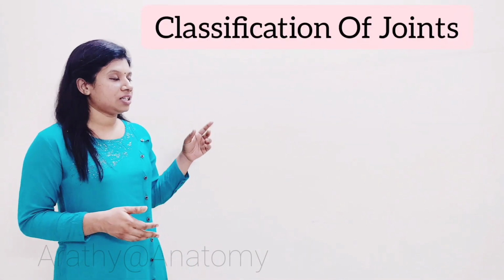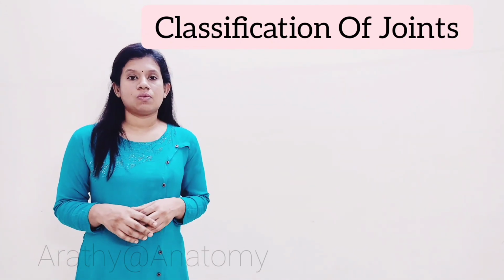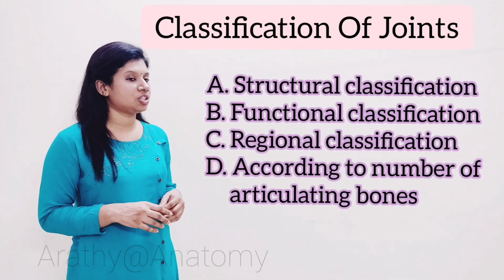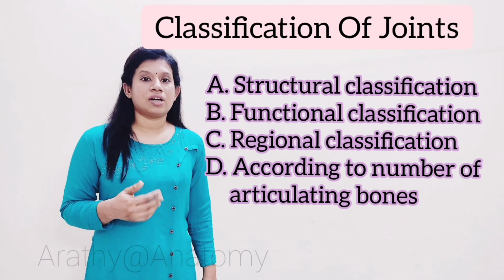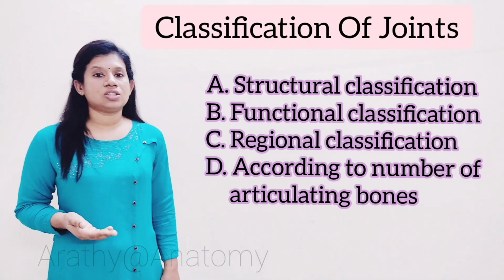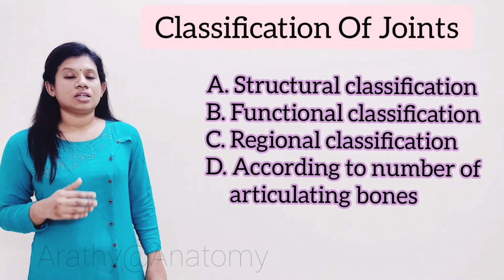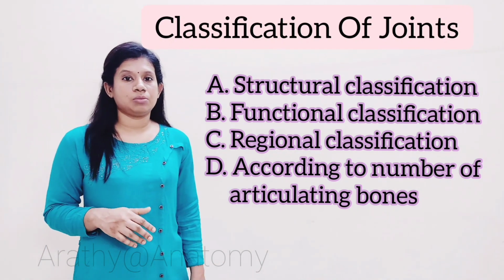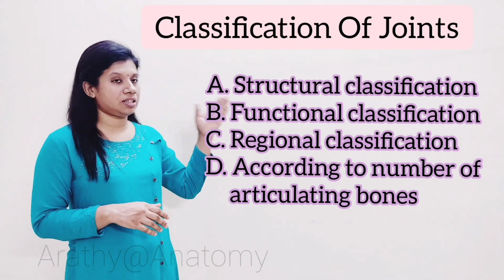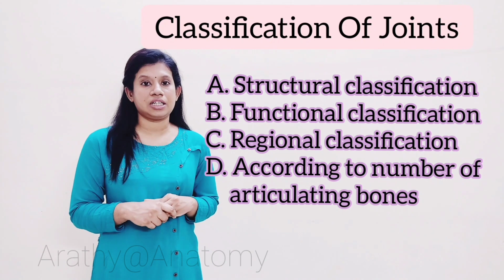Classification can be done in four ways. One is called structural classification. The second one is called functional classification, then regional classification, and the last one depending on the number of articulating bones. In that, the structural classification I will be discussing in detail.